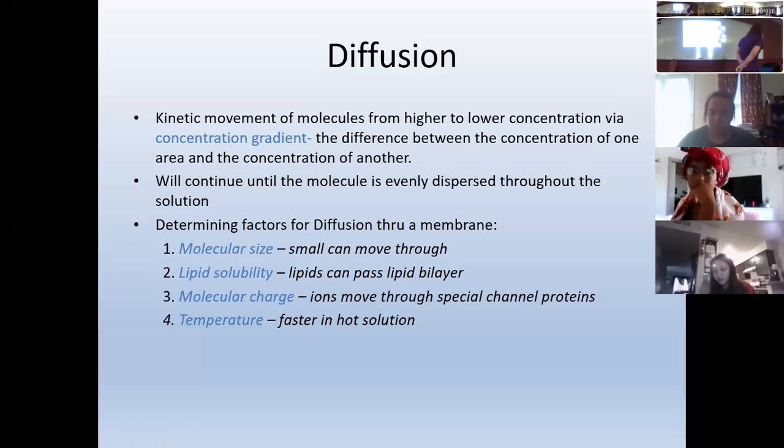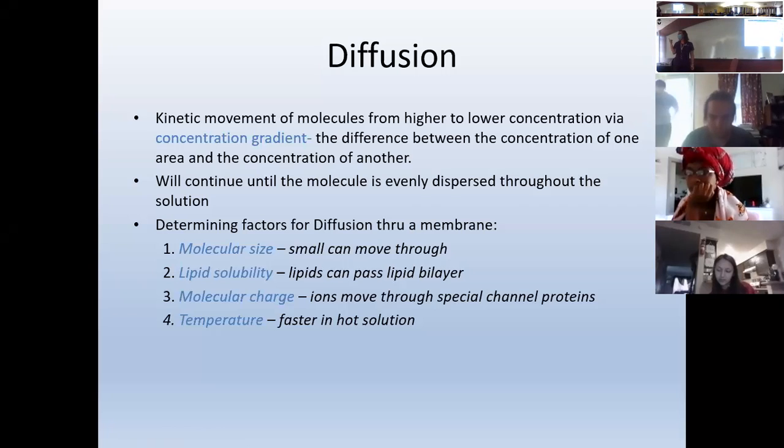We have a couple of different ways that we can get stuff into the cell. Well, let's think, for example, what are some things that I want to bring into a cell? Why do I need to move stuff in? Okay, pretend that you are a cell. What sort of things do you take into you?